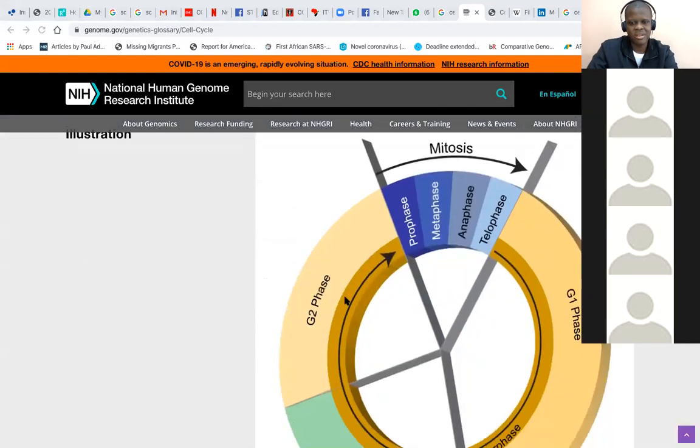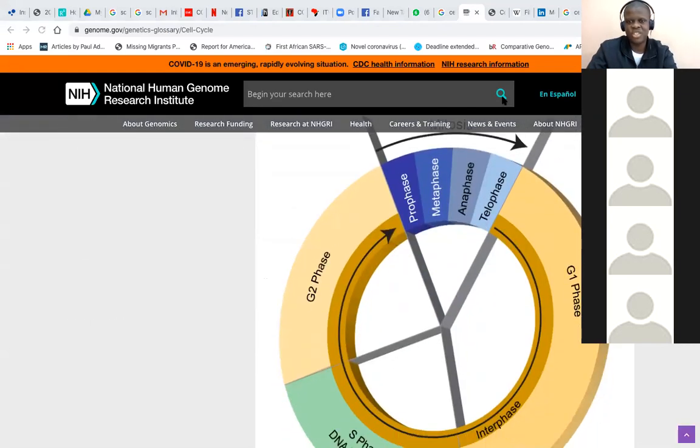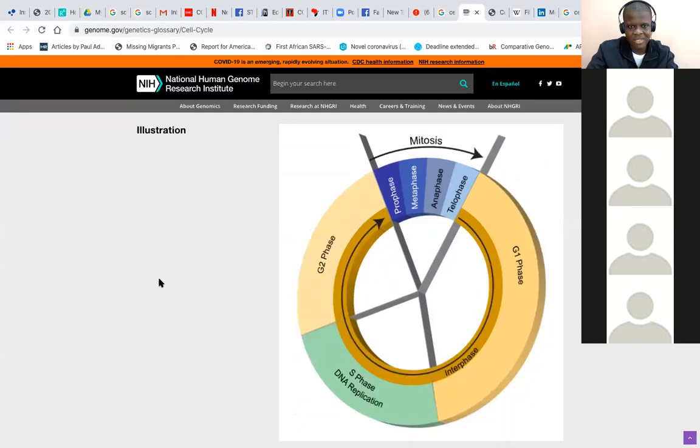Now, the illustration that you are looking at on your screen provides a snapshot of everything that happens during the cell cycle. As you will see, interphase is made up of the G1 phase, the S phase, and the G2 phase.